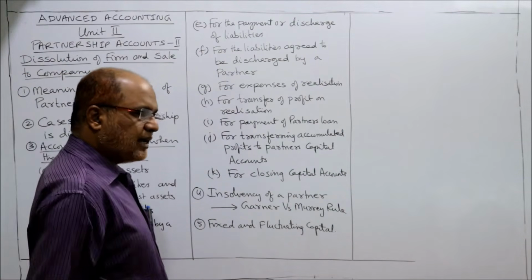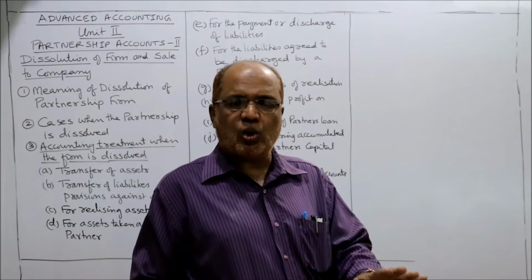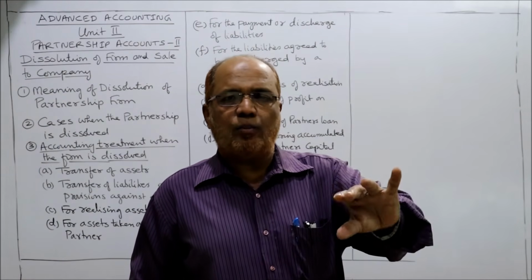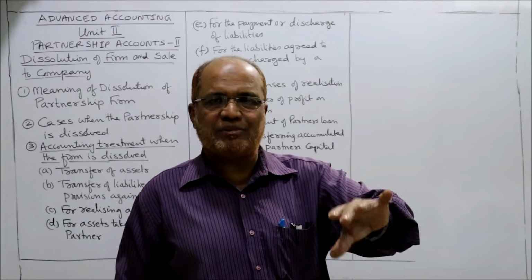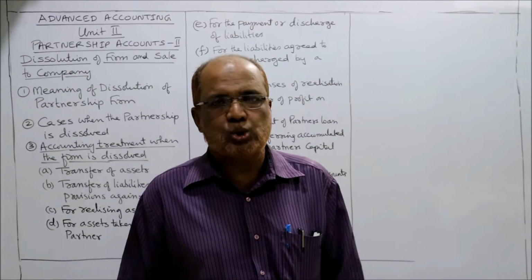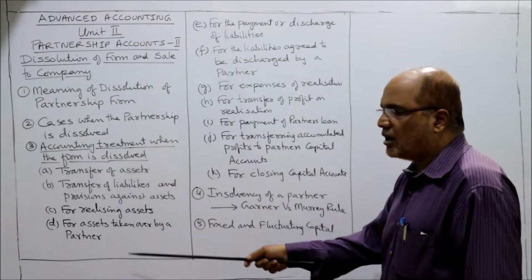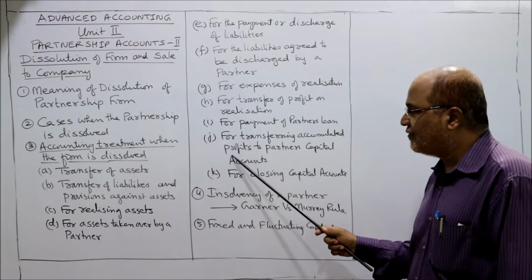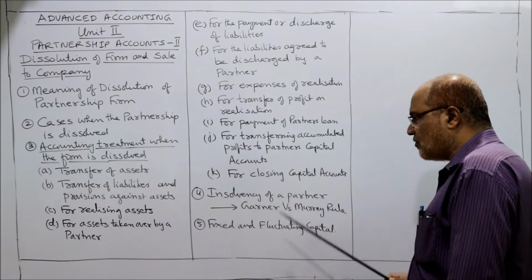For closing capital accounts. अब पूरा हो गया, capital accounts को close करना है, A's capital account debit to bank, B's capital account debit to bank, C's capital account debit to bank, accounts are closed. So these are the cases for dissolution of firm. Now, insolvency of a partner.